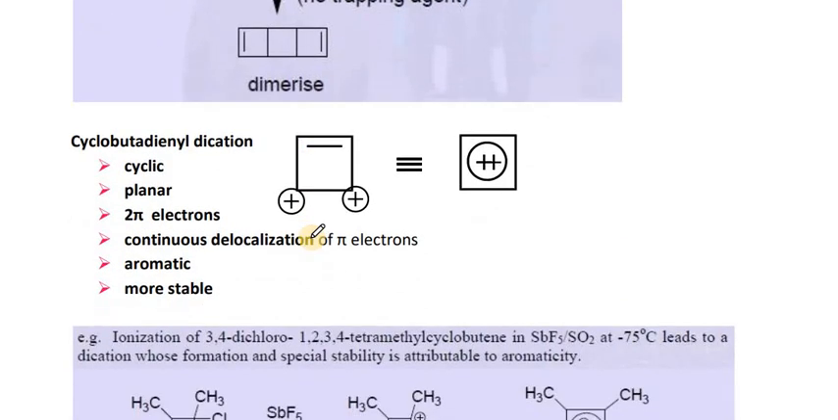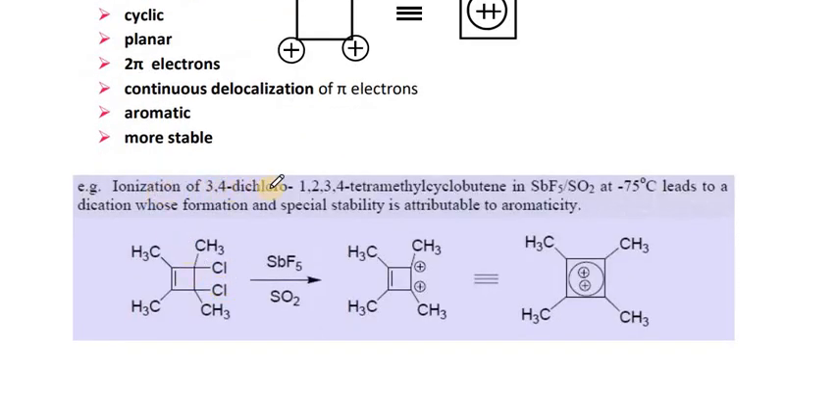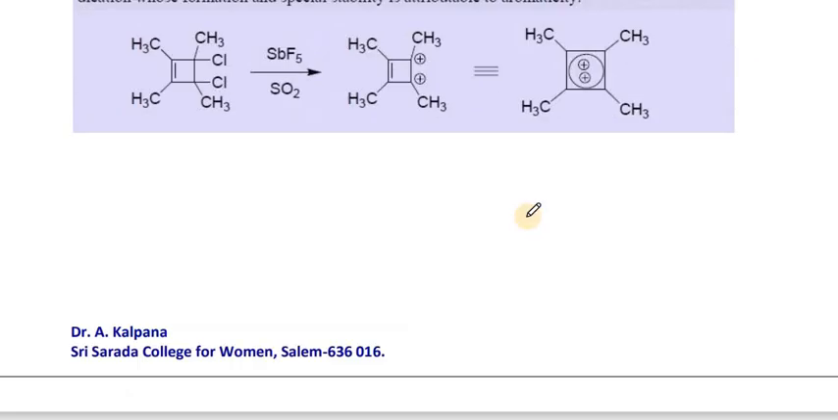Coming to cyclobutadienyl dication, the molecule is planar, cyclic. It has 2 pi electrons and positive charge, and therefore there is a continuous delocalization of pi electrons, and it falls under the category of 4n plus 2 pi electrons, that is an aromatic system. Therefore, it is aromatic and more stable. See, here ionization of 3,4-dichloro-1,2,3,4-tetramethylcyclobutene will take place, and it forms a dication. This reaction is possible because the formed ion is more stable as it acquires aromatic character. Therefore, the ion formation is easy here, attributed to the aromatic character and stability.